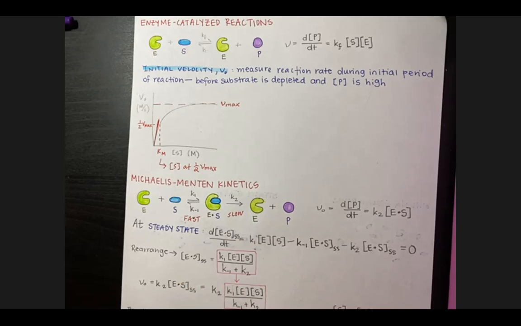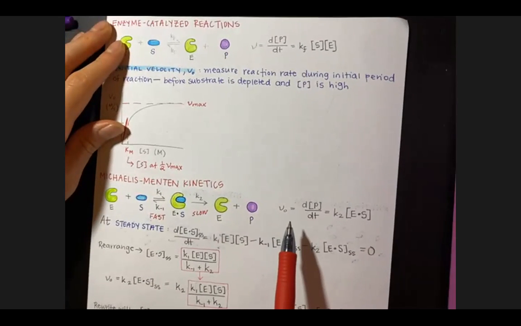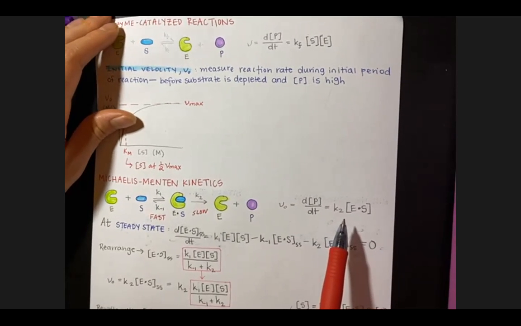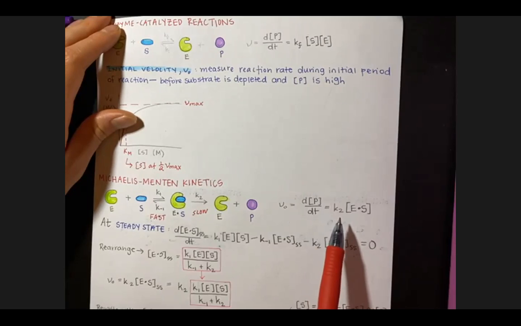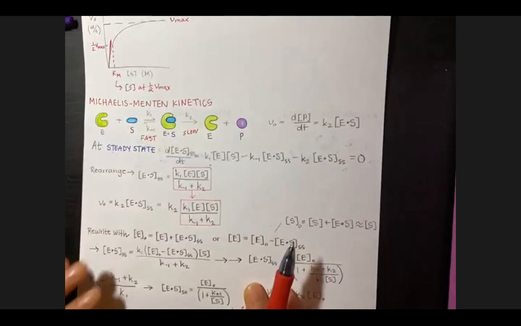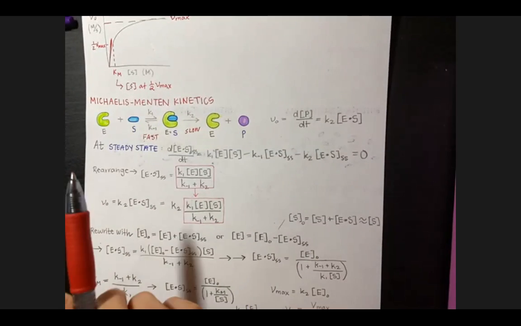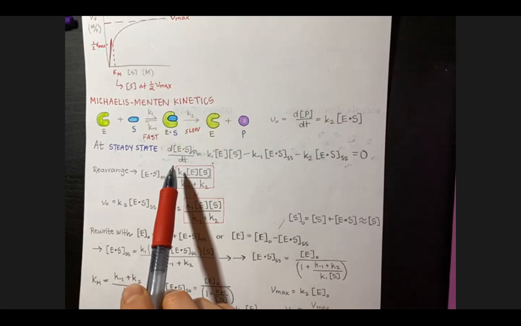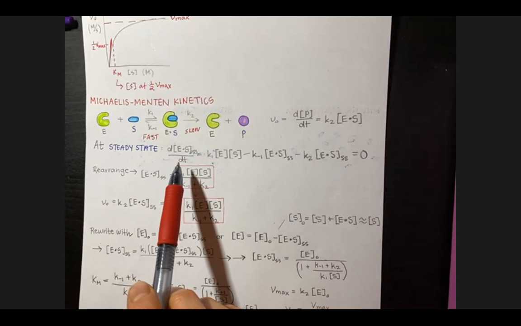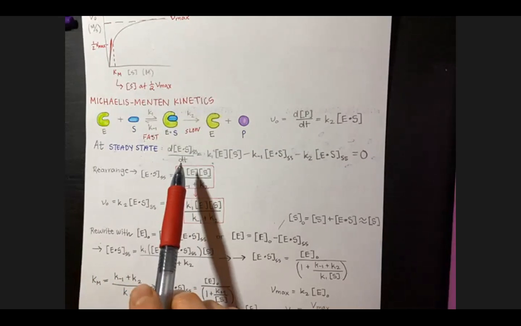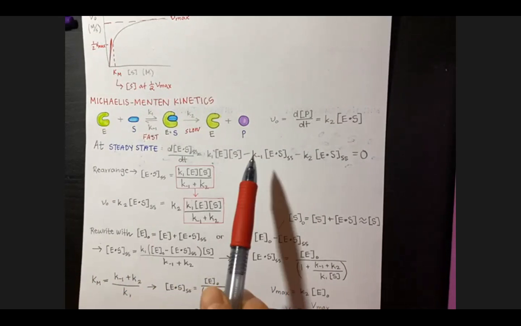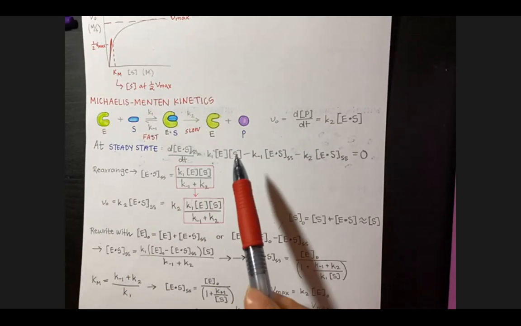Okay, so we can similarly write an equation for initial velocity, dP/dt, but this time it's with k2 and the enzyme substrate complex concentration. And so at steady state, we can get this equation for the enzyme substrate complex, and the change will be 0 because it's going to be constant, right?